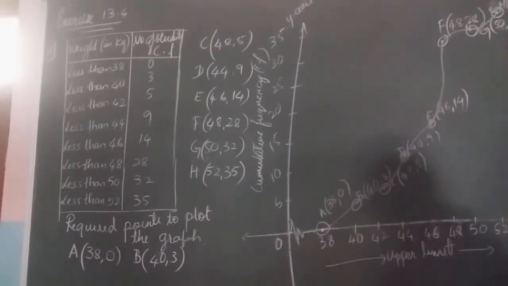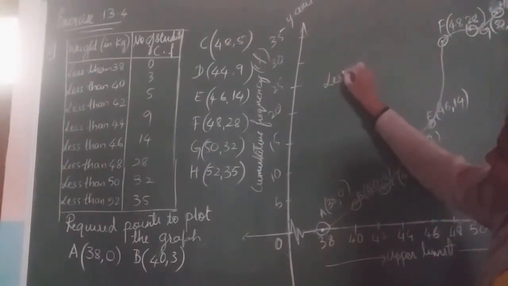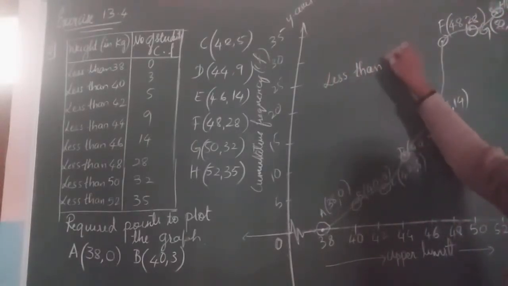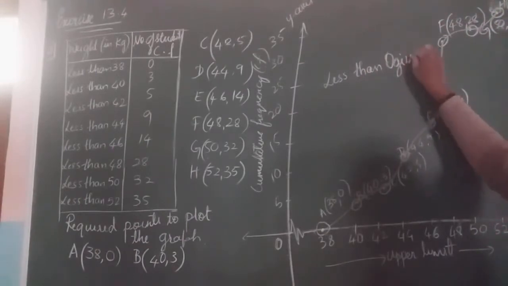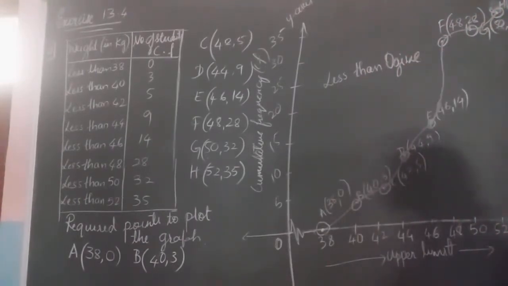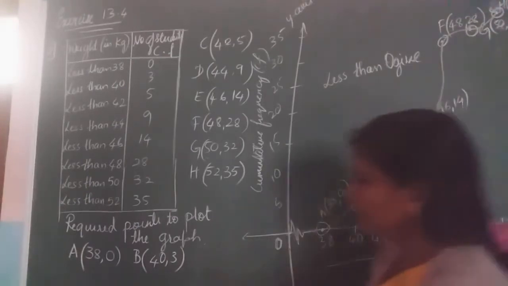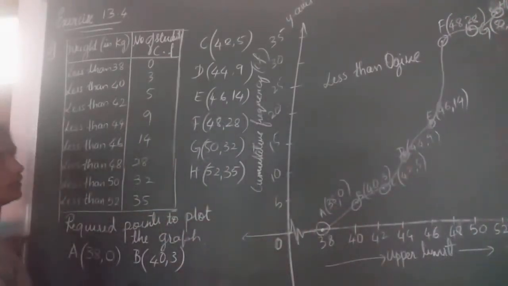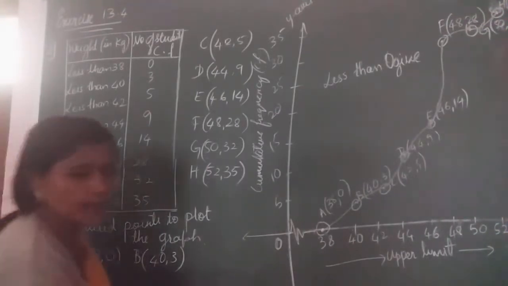These are the points, and this is nothing but the less than ogive. Clear? Now they told you to find out the median in this graph only. So how to find out the median? You have to find out first n by 2, that is nothing but the median number. Let us find out the median number here.